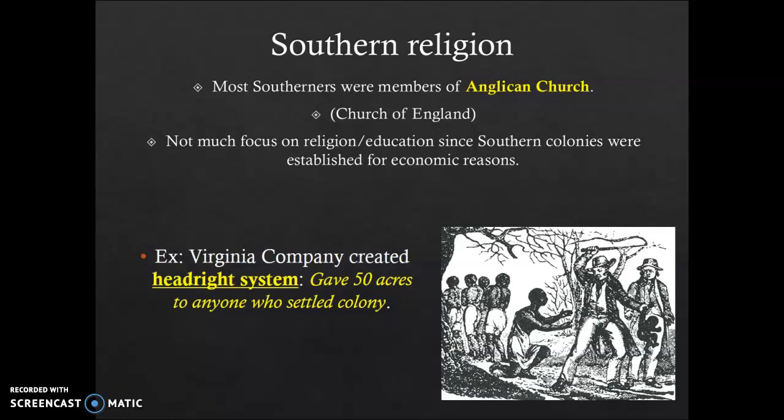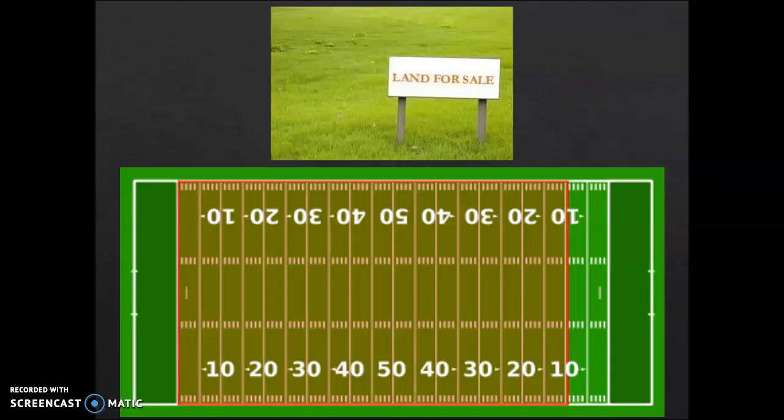Southern religion. Most Southerners are members of the Anglican Church, Church of England. There wasn't a whole lot of focus on religion or education because the Southern colonies were all about money, all about that plantation life. For example, the Virginia Company, it was this company that creates the headright system. Basically, if you agree to settle a colony and make money for the Virginia Company and therefore the British government, you get 50 acres to farm and establish a colony.